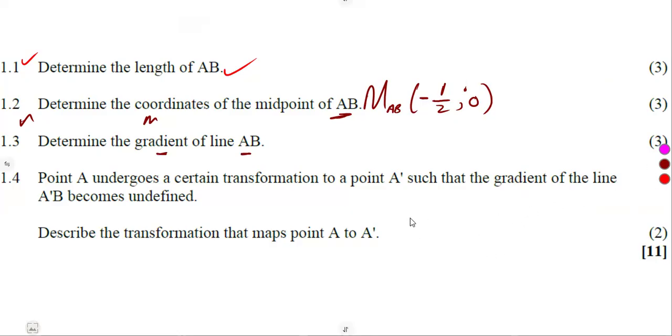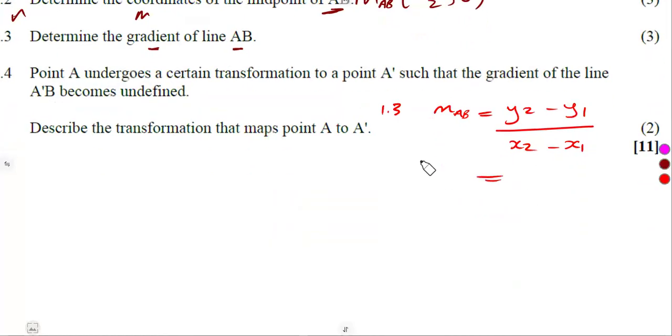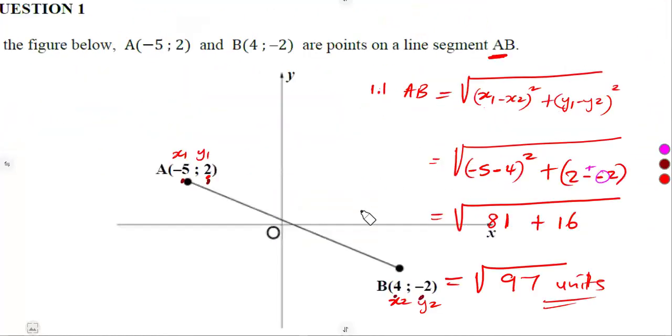So the gradient this time is the change in y over the change in x. So the gradient of AB, I'm just going to use the small letter, that's y2 minus y1 over x2 minus x1, or you can use y1 minus y2 over x1 minus x2. It's also in your hands. Already we've got our points, guys.